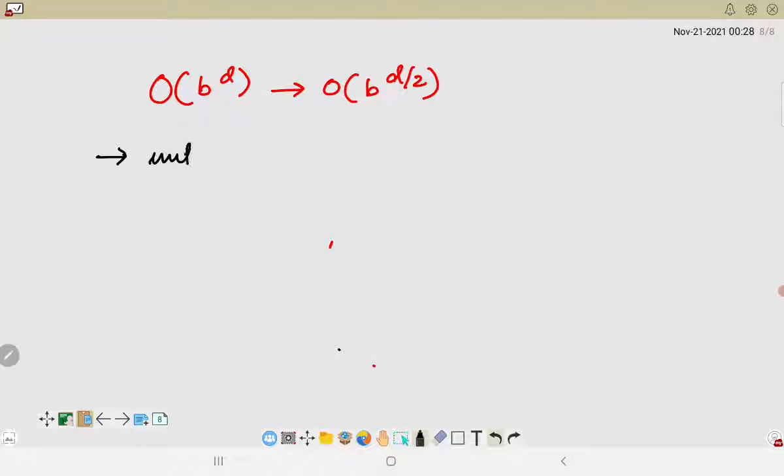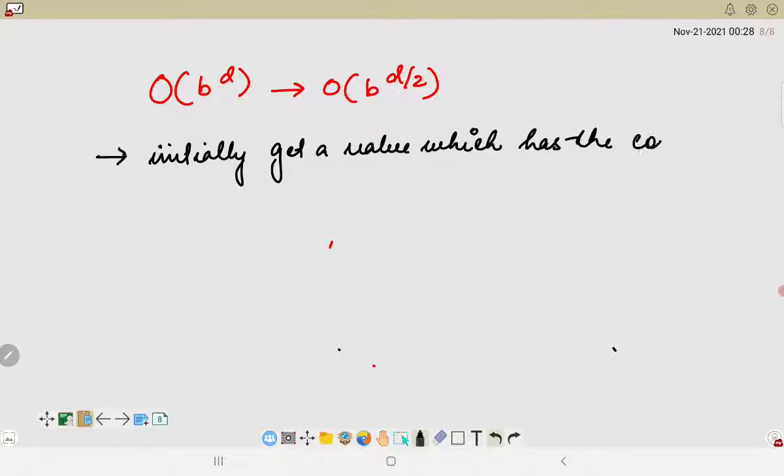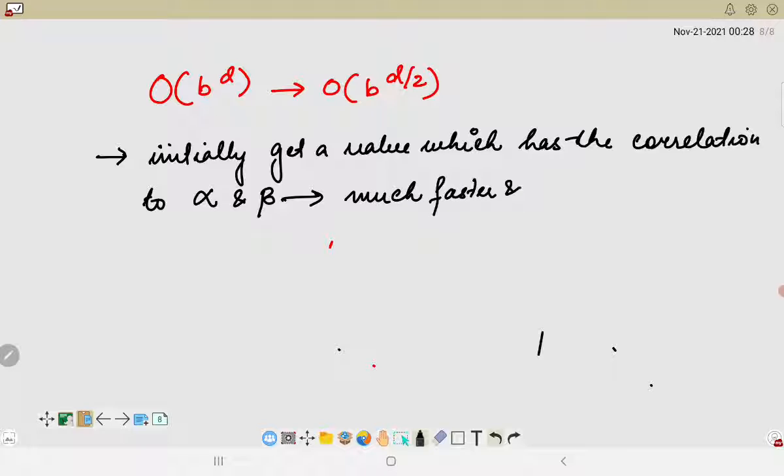We also have to understand that if we initially get a value which has a correlation to the assumptions, correlation to alpha and beta, that means if the initial value is a maximum value or if the initial value is a minimum value, it will become much faster and easier to solve a problem.